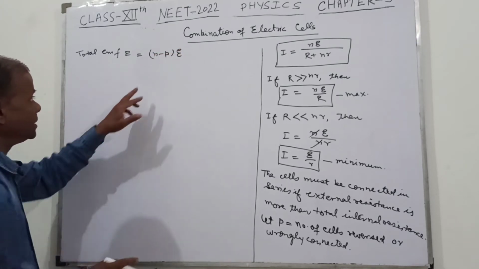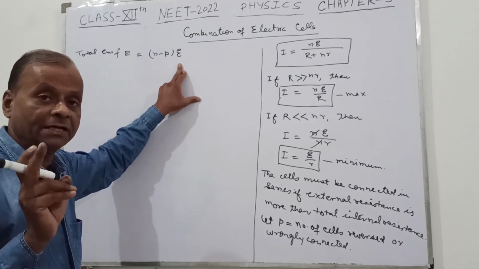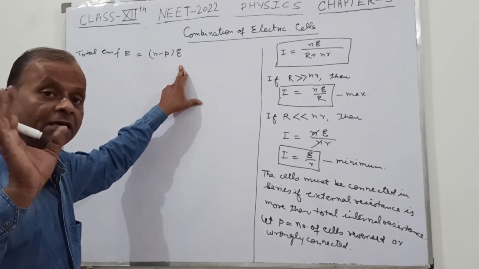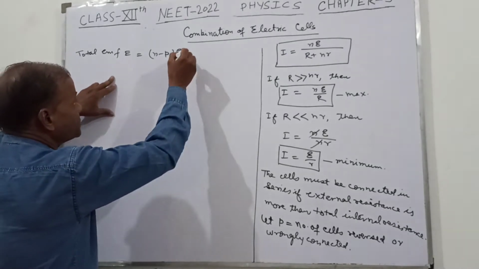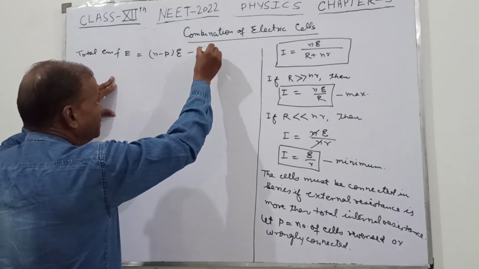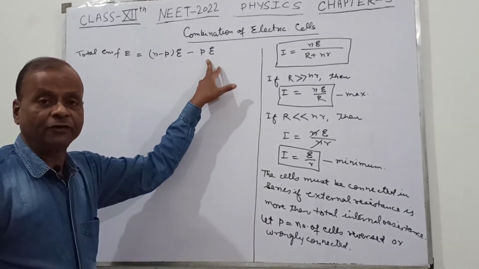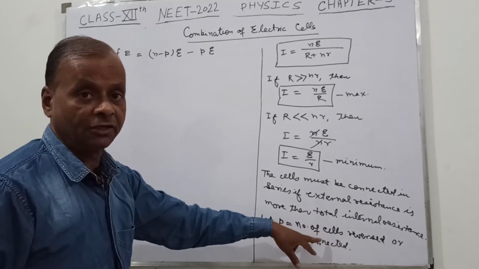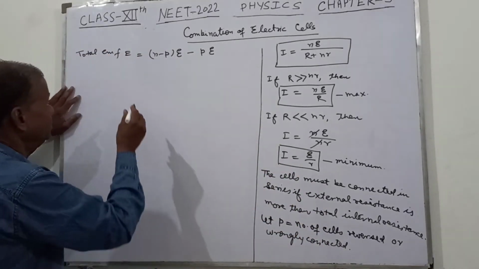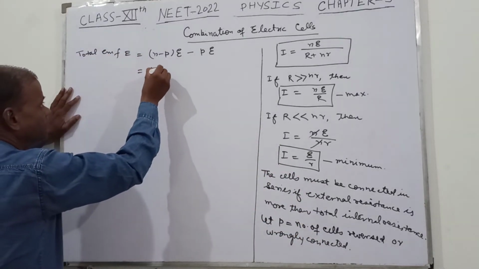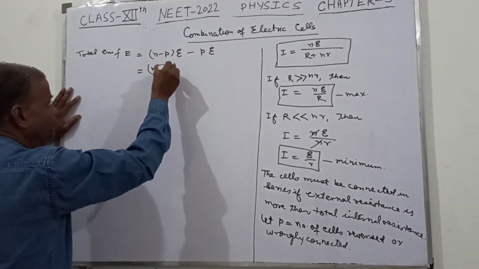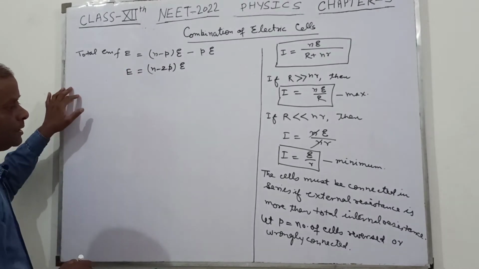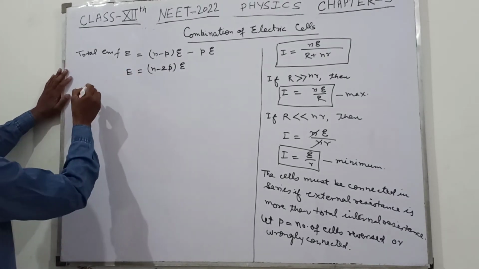N minus P into E. This is the EMF of N cells of the right cells which have been connected in the right way, minus P into E. This is the EMF of cells which are wrongly connected or in the reverse way. Then this is to be so much. So this is equal to N minus 2P into E. This is now EMF. Then what about the current?